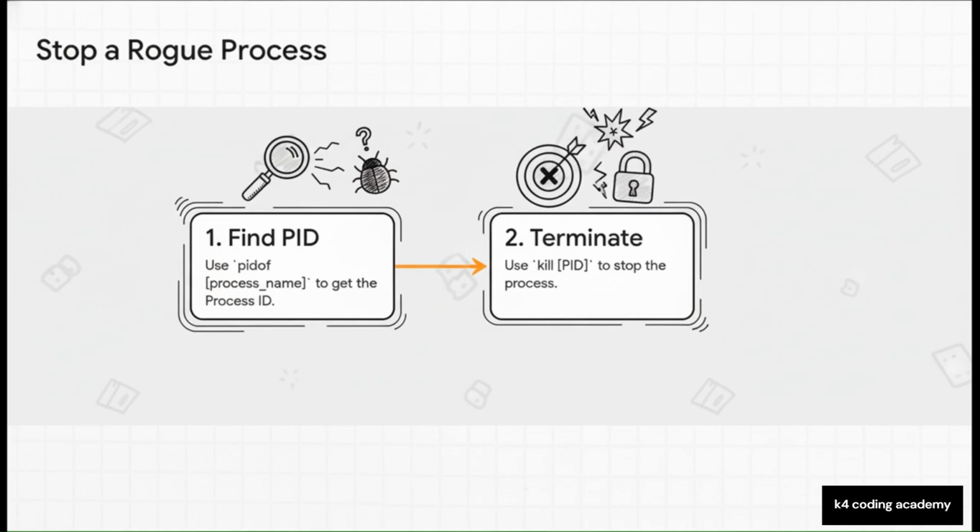So what happens when you see a process in top that's gone wild? It's a simple two-step takedown. First, you get its process ID, or PID, using the pidof command. Then you use the kill command with that PID. And that's it. Process terminated.